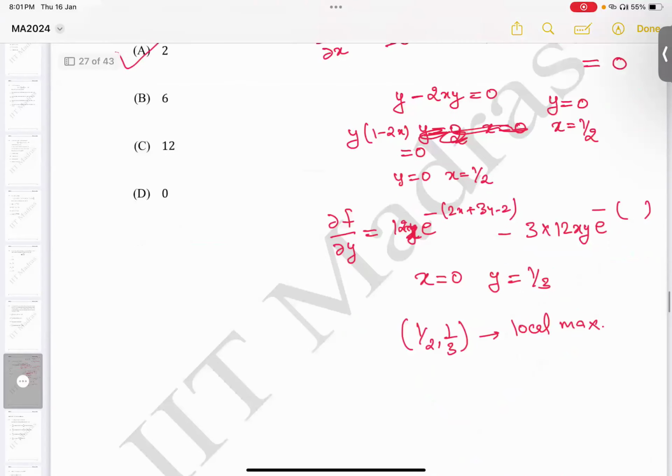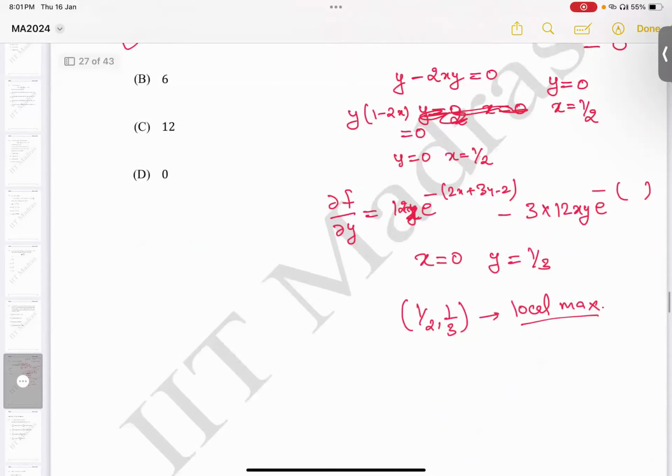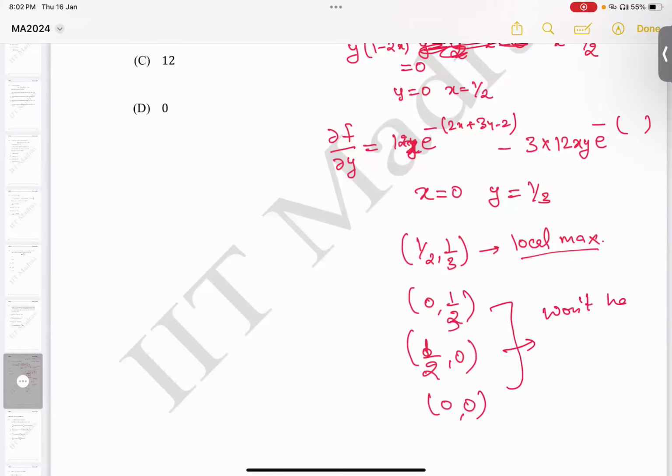And the other points you can check, you won't have local maxima at those points. The remaining points are 0, 1 by 2; 0, 0; 1 by 2, 1 by 3; and 1 by 2, 0; 0, 0. On these points, you can check you won't have a local maximum. Right.